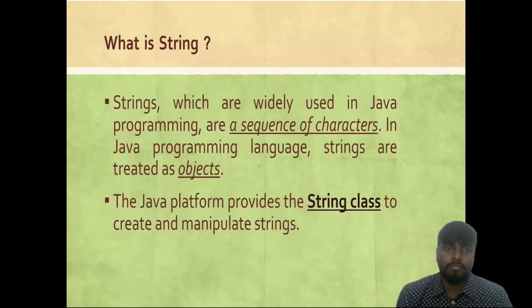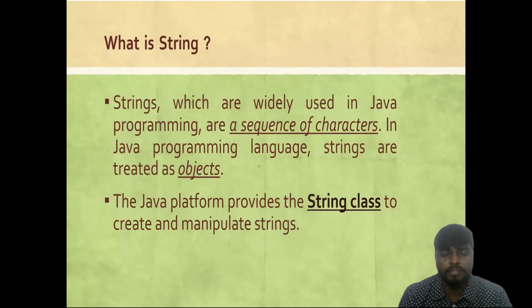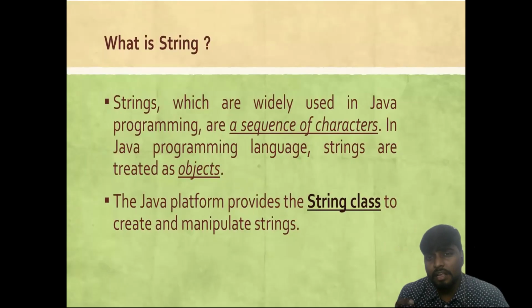See, very easy. What is a string? String is widely used in Java programming. It is a sequence of characters. Strings is nothing but a sequence of characters. We have a character. Character is a data type which stores a single character, either A, B, C, only a single character. String is one of the data types that stores a group of characters.